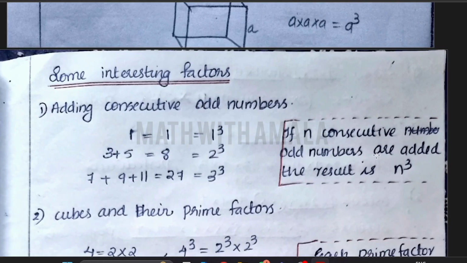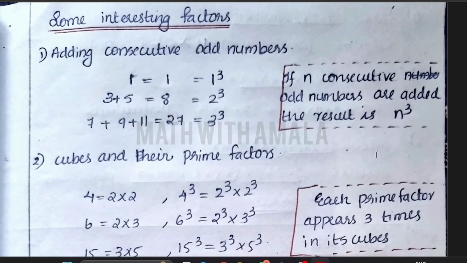Now we have a clear-cut version of the cube, which actually represents A cube, the volume when the cube has one side as A. Some interesting patterns. The first one is adding consecutive odd numbers. 1 is 1 itself, 1 cube. 3 plus 5 equals 8, that is 2 cube. If n consecutive odd numbers are added, the result is n cube, like we have discussed for the previous square case also.